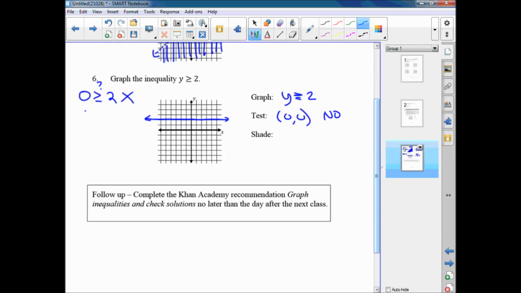So we're not going to shade the side with 0, 0, so we're going to shade away from 0, 0. So this stuff up here. If 0, 0 would work, we would shade towards 0, 0. If 0, 0 doesn't work, then we shade away from 0, 0.